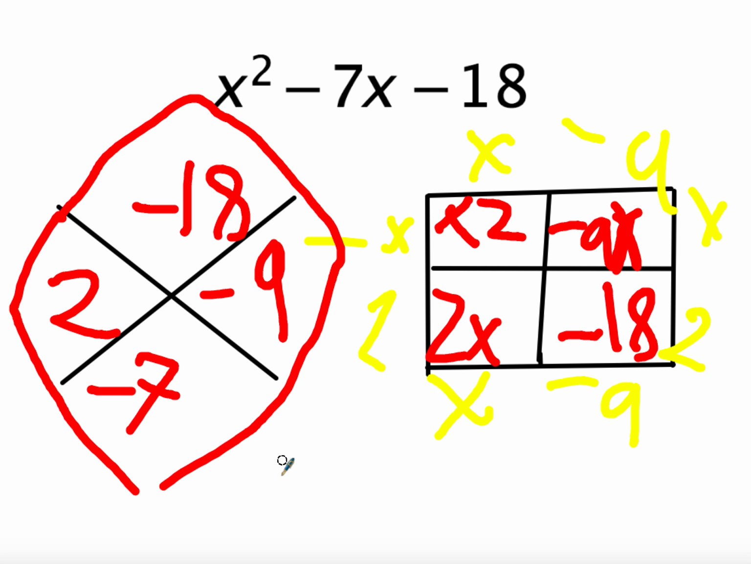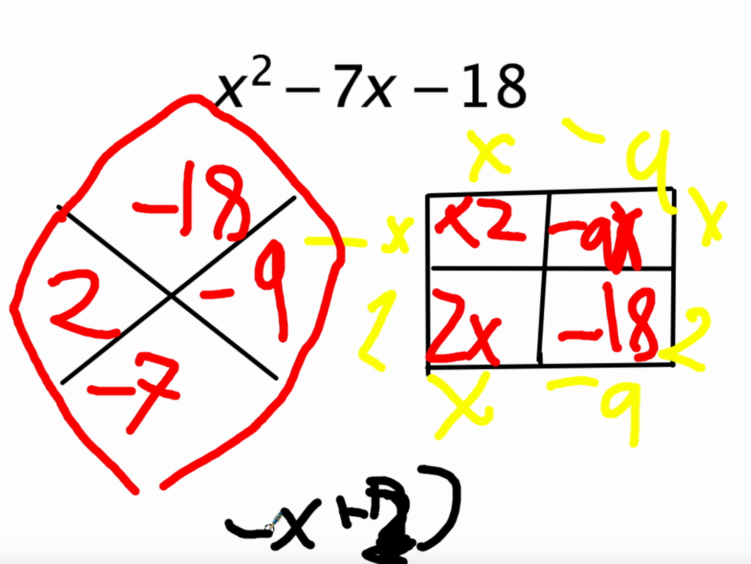So, now we can do the product. That's a 2. Ignore that. Why would this be negative x? That's a positive x. That line was already there. x plus 2 and x minus 9.